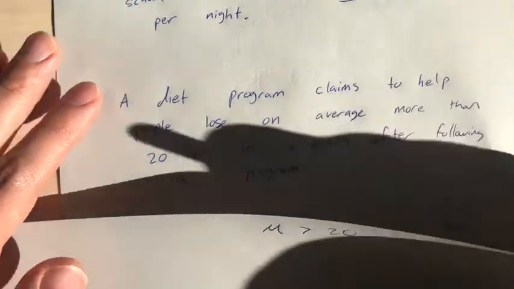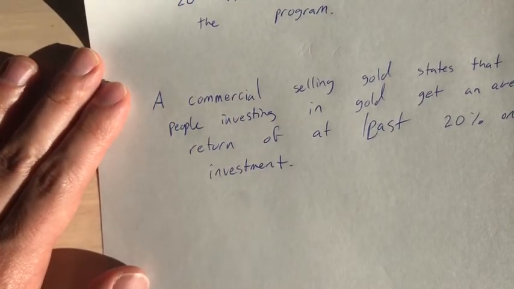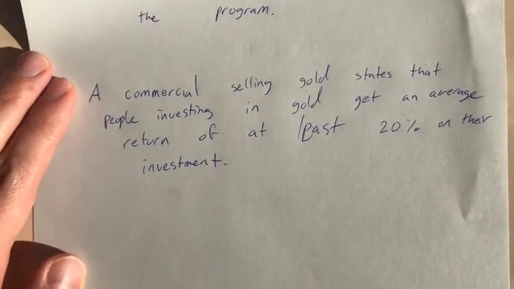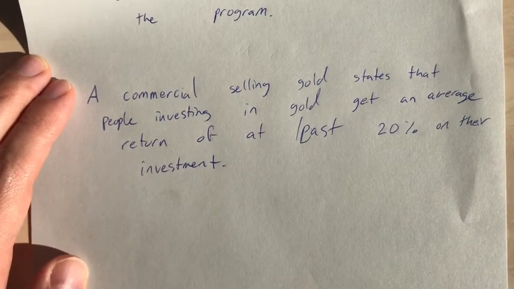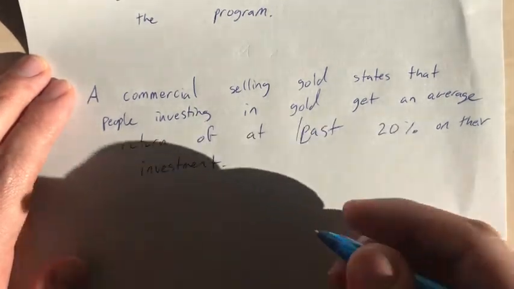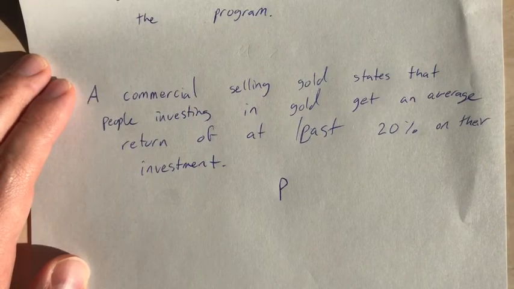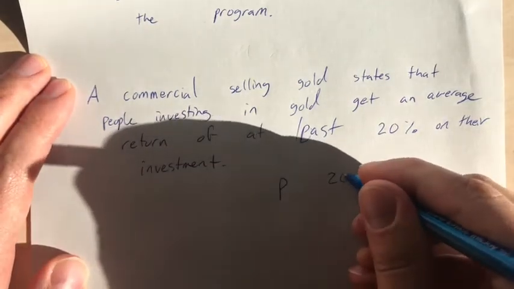And then last but not least, this last claim is talking about a commercial selling gold that states that people investing in gold return at least 20%. Well, we're dealing with percentages here. And for a percent, the symbol that we're going to use, the one that we were using for hypothesis testing, is just going to be a p, okay? So the percent is at least 20%. So I'm going to obviously have my 20% here.